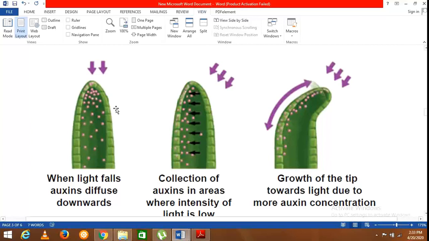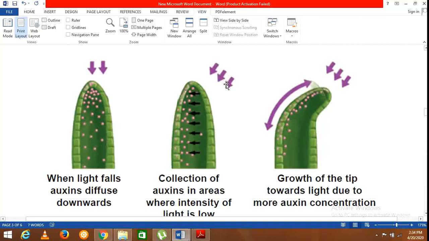So here you are shown these pink colored dot-like structures indicate auxin molecules, and you can see when light falls, what happens? These auxins diffuse downwards. That means auxins move away from light. Now here these two arrows indicate the direction of light. When light falls on the apex of the shoot, these auxins diffuse downwards. They move downwards.